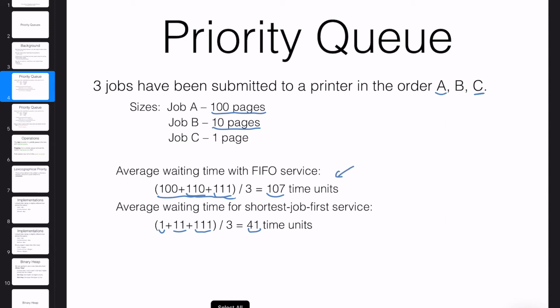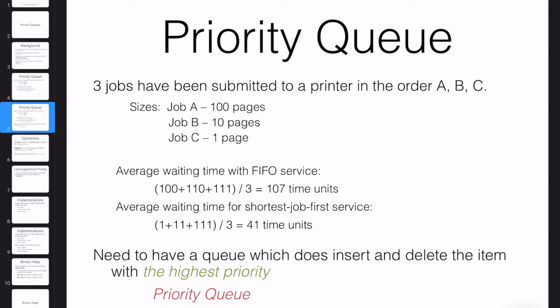Now you can see that again I need a queue, but I want this queue, whenever I'm removing something from it, to return the job which has the shortest length. So I have defined a different metric. This is not just based on the arrival or insertion to the queue. It is based on some other metric. That's why we call it a priority queue.